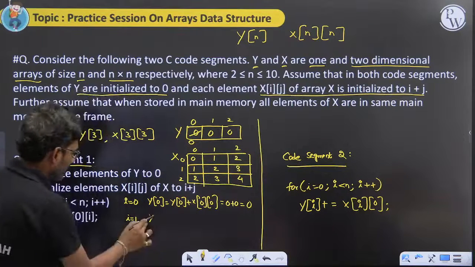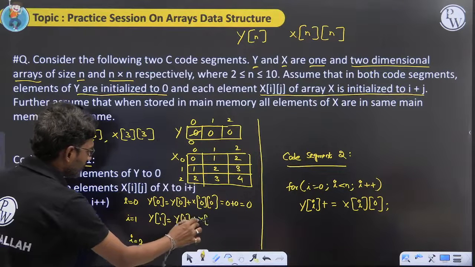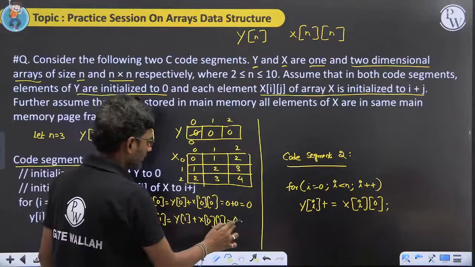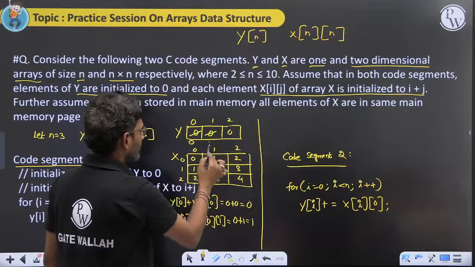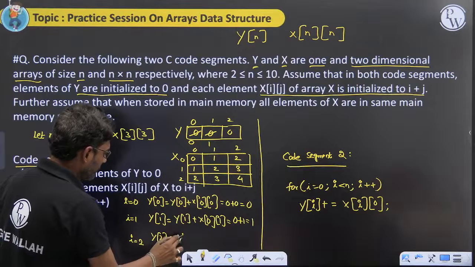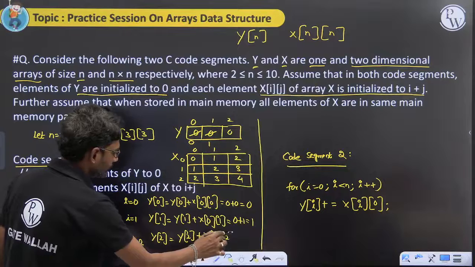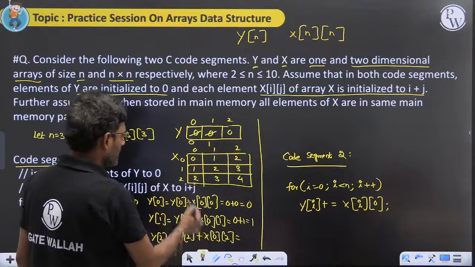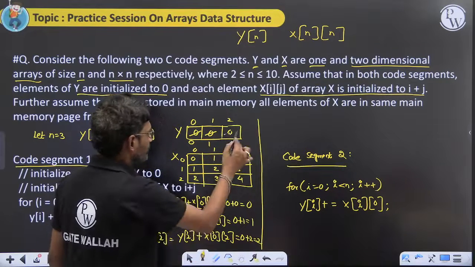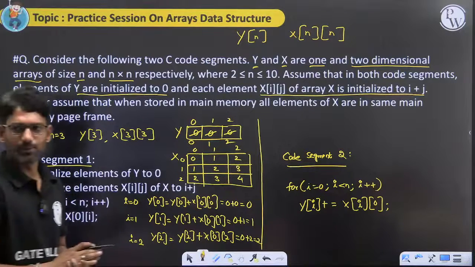Then, y of 1 is equal to y of 1 plus x of 0, 1, that is 1 only. Then, y of 2 equal to y of 2 plus x of 0, 2. Y of 2 is 0, x of 0, 2 is 2. So, it is 0 plus 2, 2. So, code segment 1 we have executed.